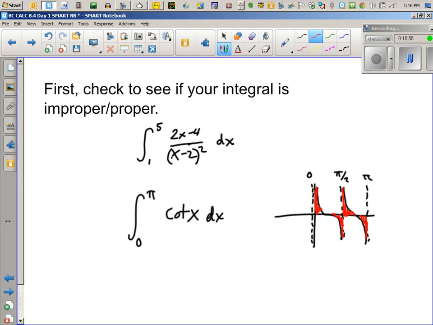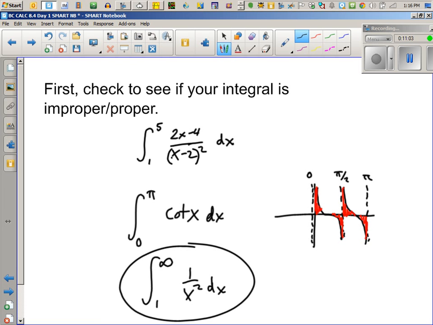Now, if you see an integral in an AP test that looks like this, find the integral from 1 to infinity, 1 over x squared, that's going to be obvious that it's improper. I mean, it's totally obvious. It says infinity right there. But the other two weren't that obvious. You have to pay attention.